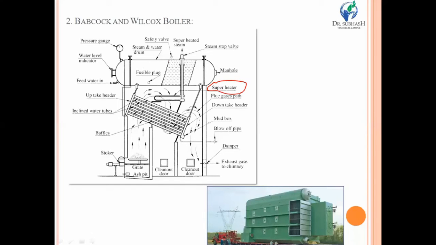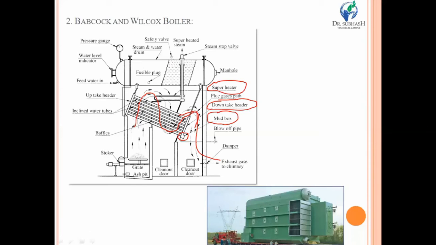Flue gases path: you can see that there is a flue gases path. Actually, this is the path in which the flue gases pass through and around the various inclined tubes in the evaporator. We have also discussed the downtake and uptake headers. Exactly below, there is a mud box, and this mud box is provided at the bottom portion of the downtake as well as generally the uptake header.